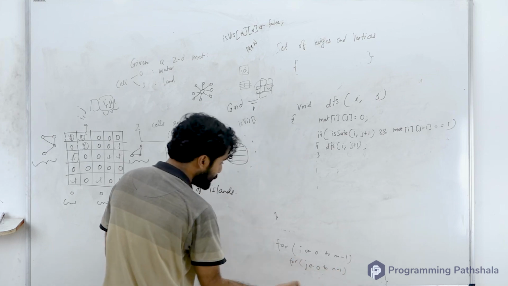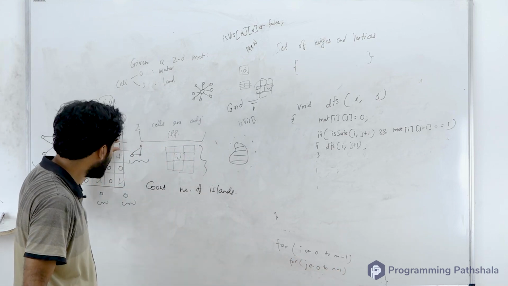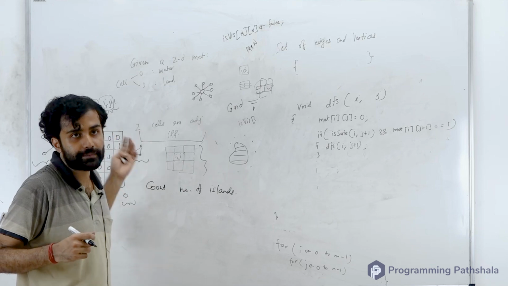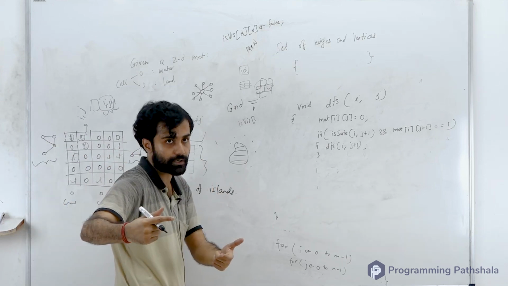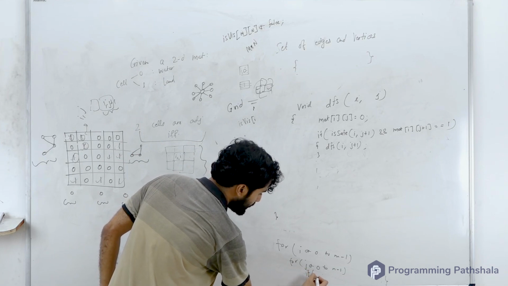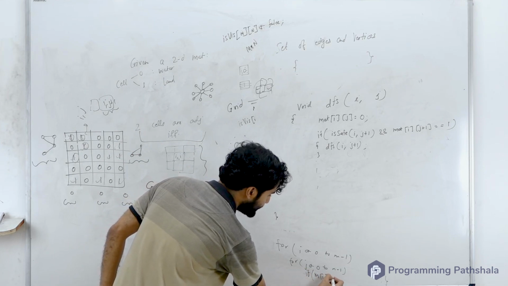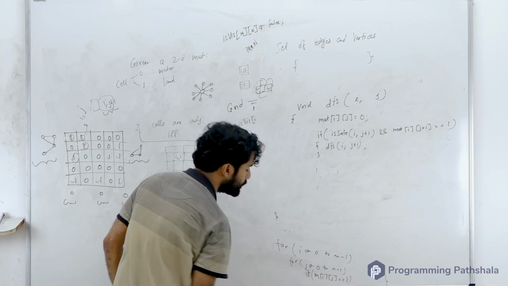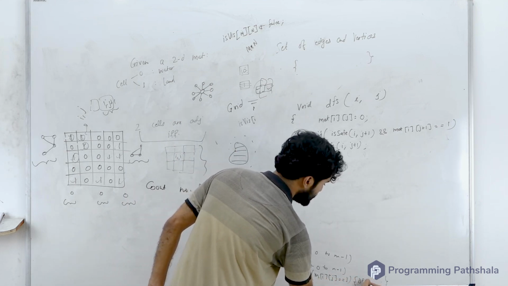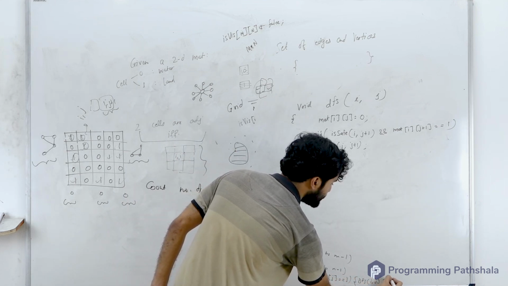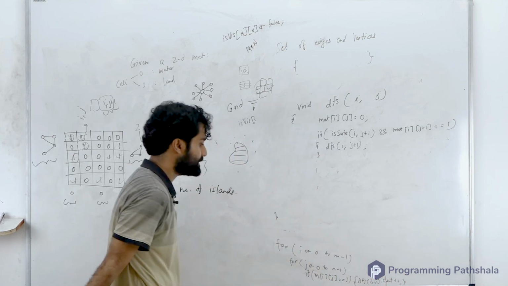And what is the first thing that you do? You check if that cell was a part of a previous connected component or not, and is that a land or not. So if matrix of ij is 1, then only you would want to start a DFS from there. So you would start a DFS from i, j and you would do your count plus plus. That's how your job is done.